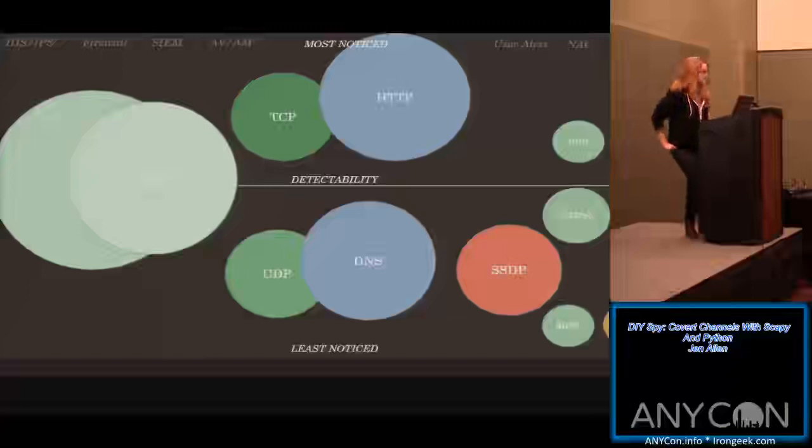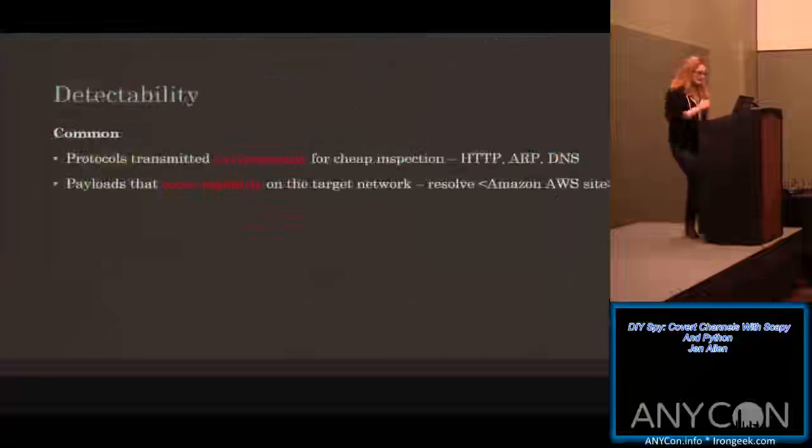And this is why it's worth understanding the network that you're actually profiling and that you're going to be using covert channels in. So that all sounds easy, right? Like, how do we do that? So we start by understanding the common protocols. So protocols transmitted too frequently for cheap inspection. So this means we're going to be cutting down the likelihood, and every consideration we take is just going to be helping us reduce detection a little bit more.